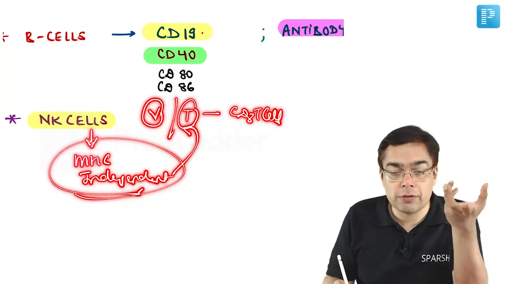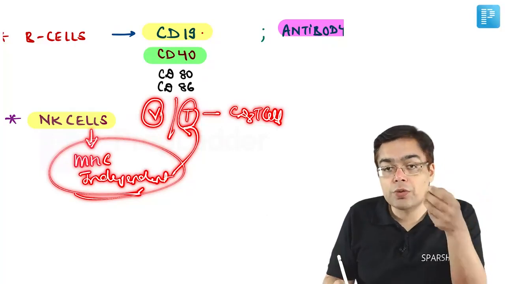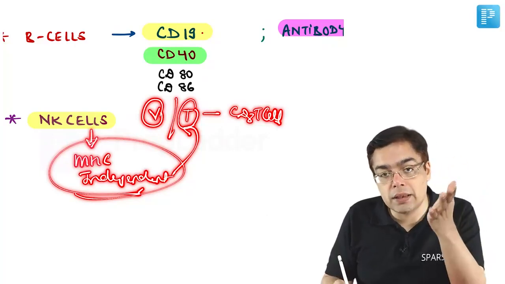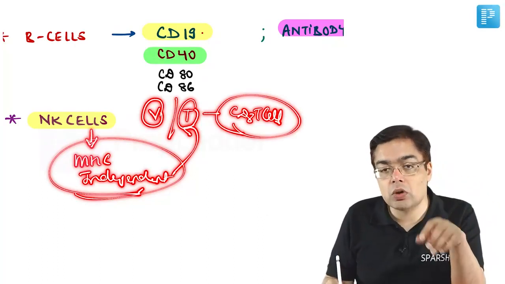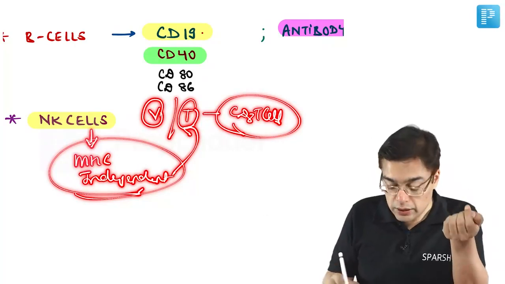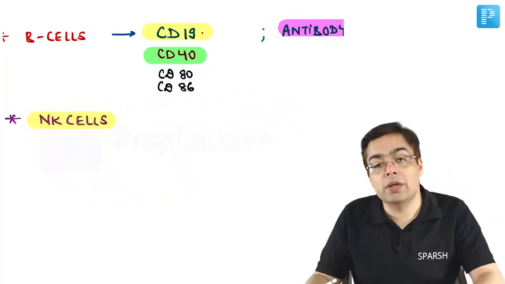So if we are talking about a virus infected cell in which we find that there is an MHC dependent killing, definitely the answer is CD8 T cell. But if the question in the exam talks about MHC unrestricted, MHC independent killing, then the examiner wishes to ask you a question on NK cell.